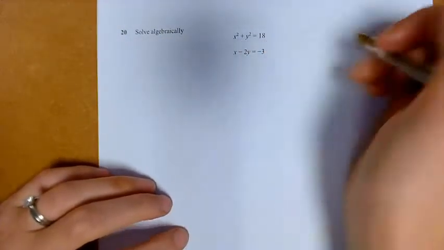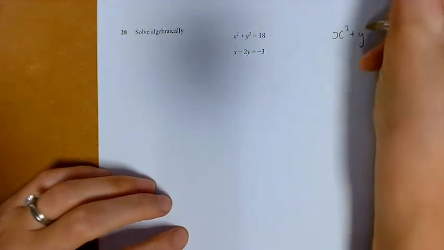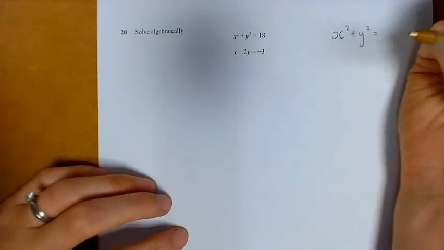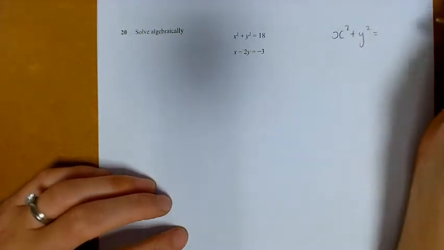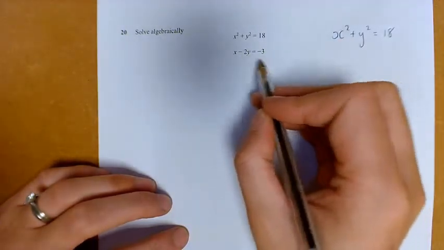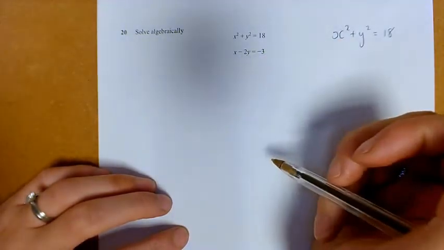Solve algebraically. So here we have the equation of a circle. Equation of a circle is x squared add y squared is the radius squared. If we were ever asked for the radius of the circle, it would be the square root of 18 or 3 root 2, depending on how you did it. And then we've got a straight line here. You can see we've got no powers, so it's going to be a straight line.